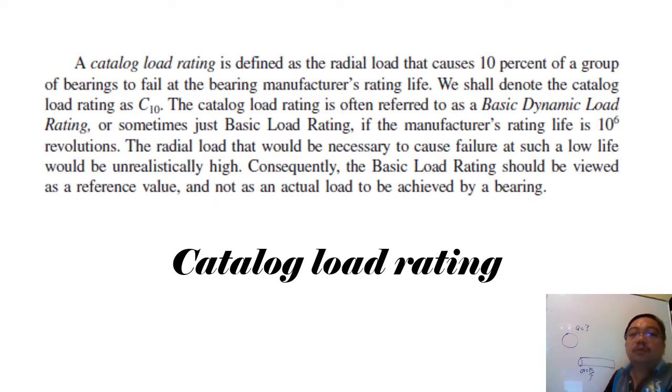Okay, so catalog load rating is defined as the radial load that causes 10% of a group of bearings to fail at the manufacturer's rating life. You can read all that. We shall denote catalog rating as C10. Catalog rating is often referred to as basic dynamic load rating or basic load rating. If the manufacturer's rating life is 10 power 6 revolutions, the radial load necessary to cause failure at such a low life will be unrealistically high.